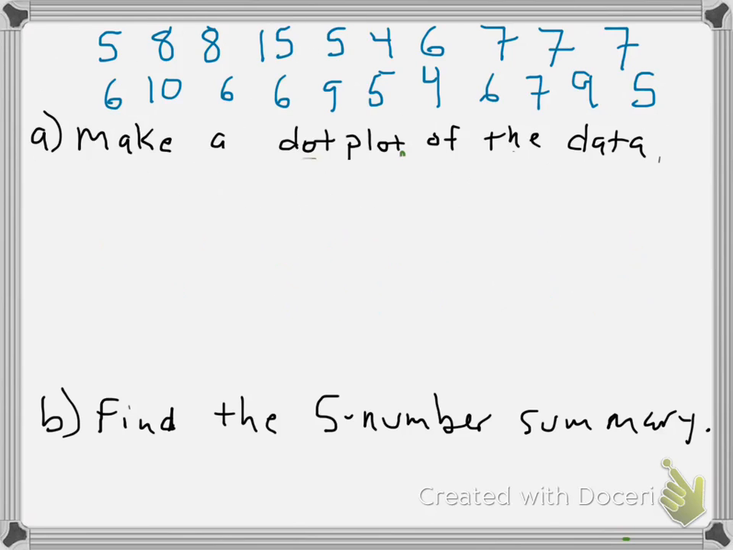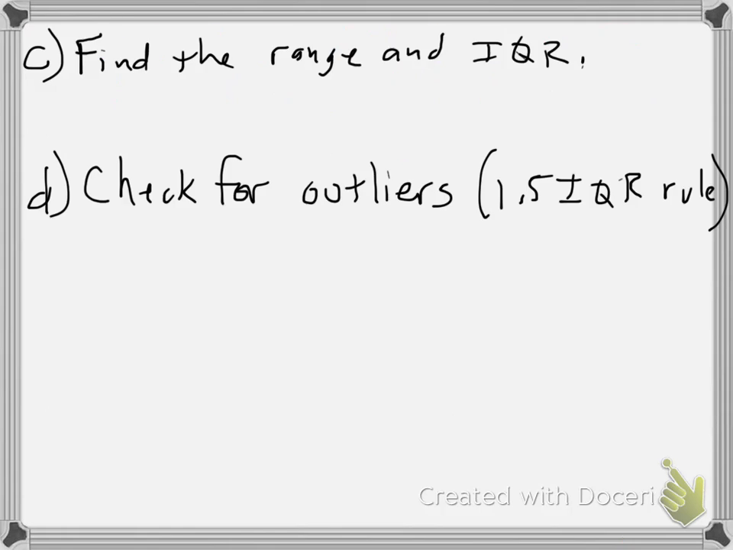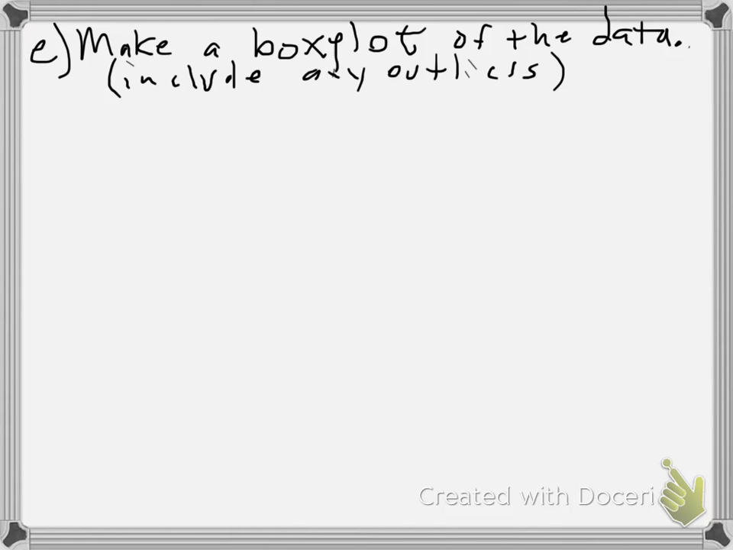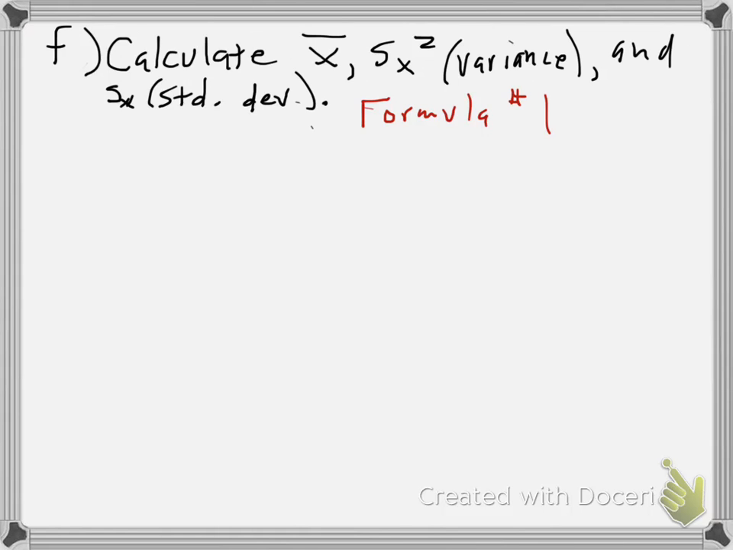So just to go through all the parts that we're going to do here. Part A, make a dot plot of the data. B, find the 5-number summary. C, we're going to find the range and IQR. D, we're going to check for outliers using the 1.5 IQR rule. Part E, we're going to make a box plot of the data, including any outliers.